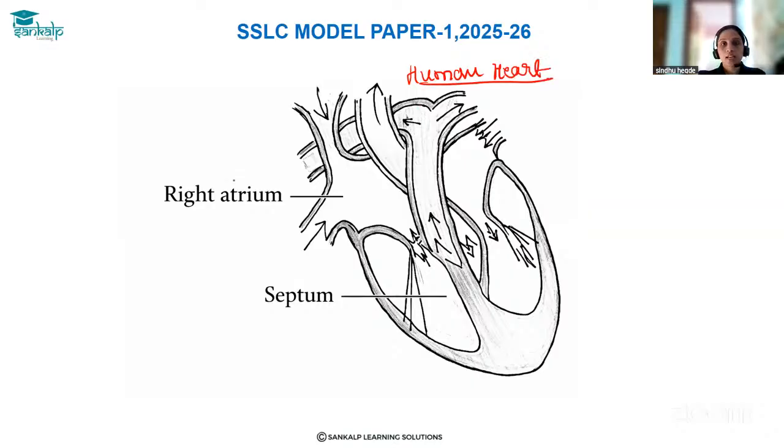In the question, they asked to label right atrium and septum. Okay, this is the right atrium part and this is the septum. So you have to label these two parts and draw this picture neatly. It contains 4 marks. Thank you.